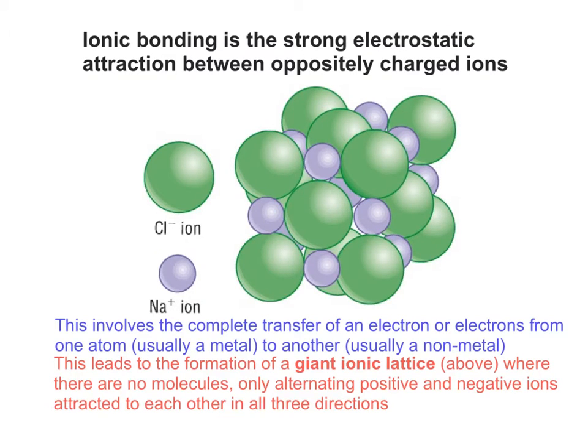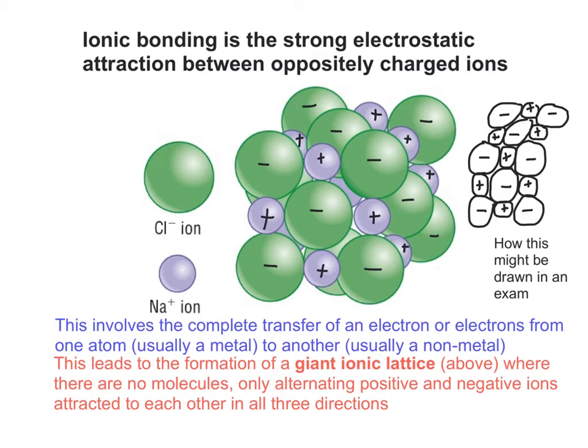This leads to the formation of a giant ionic lattice, shown in the diagram. There's actually no molecules in the lattice, so there's no NaCl molecules, for example. What you actually get is alternating positive and negative ions attracted to each other in all three directions, as now shown in the annotations.